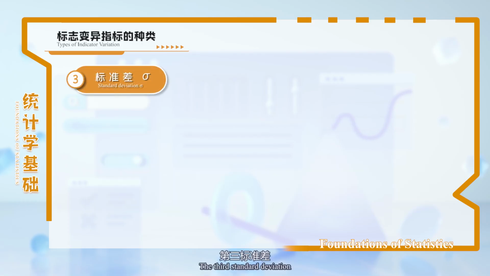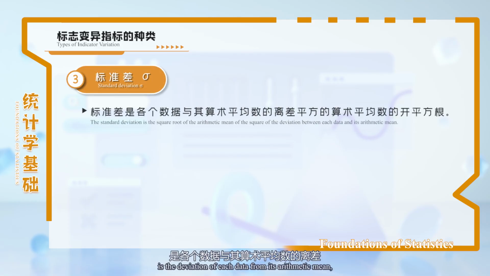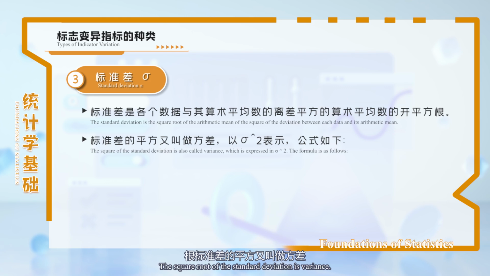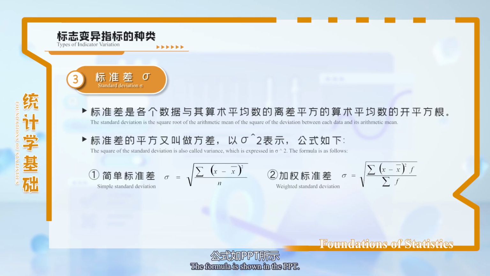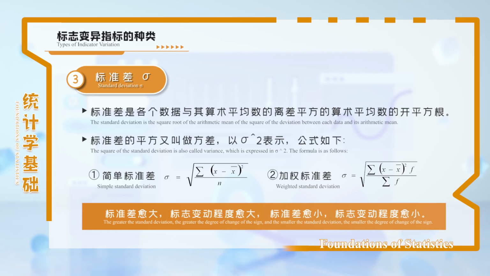The third is the standard deviation. It is the square root of the arithmetic mean of the squares of the deviations of each data from its arithmetic mean. The square of the standard deviation is the variance. It is represented by sigma squared. The formula is shown in the PPT. It should be noted that the larger the standard deviation, the greater the degree of variation of the sign. The smaller the standard deviation, the smaller the degree of variation.